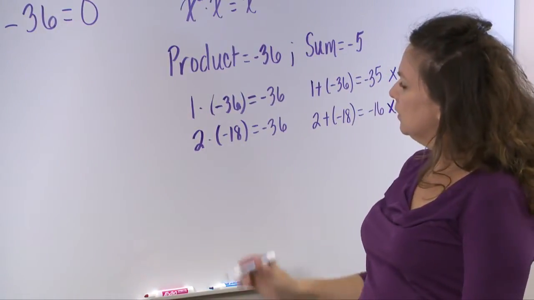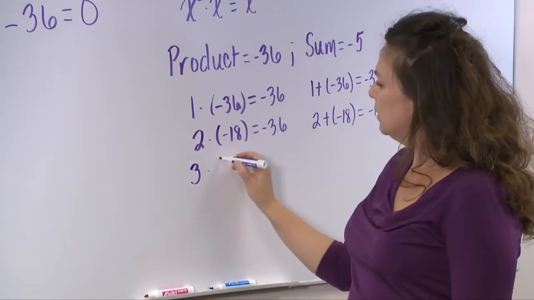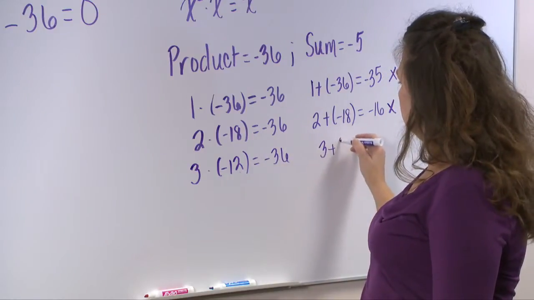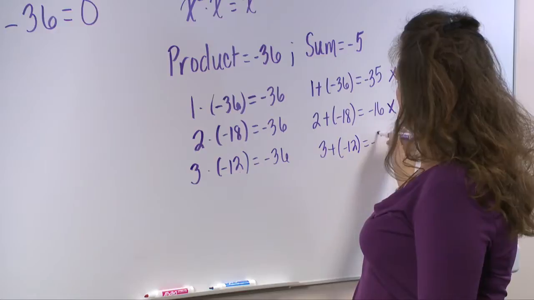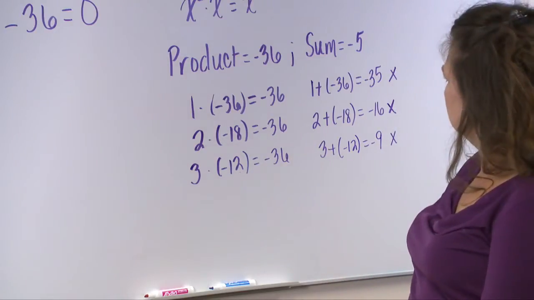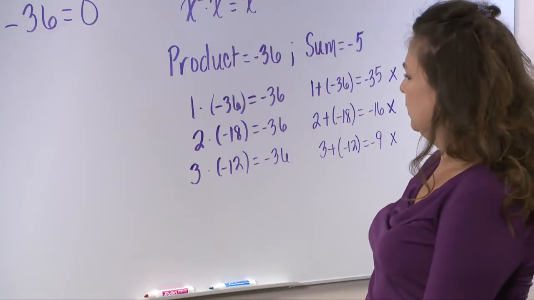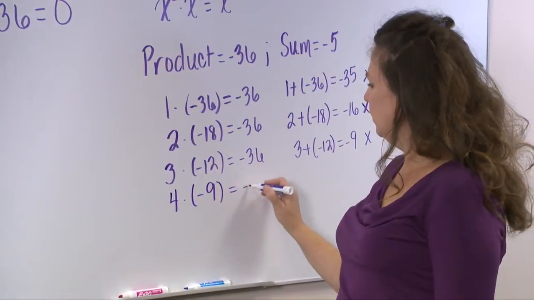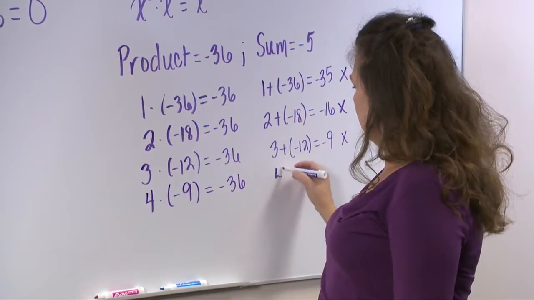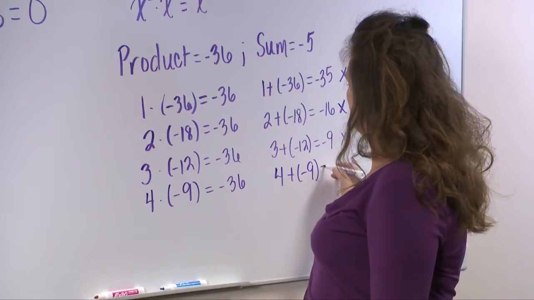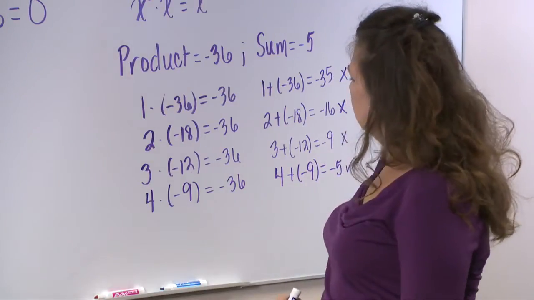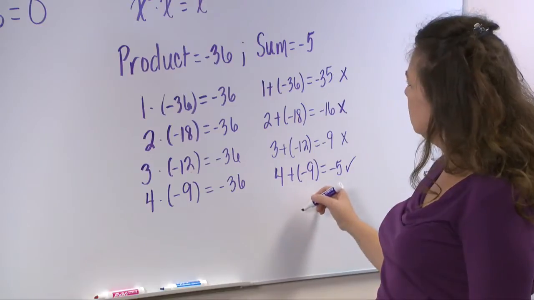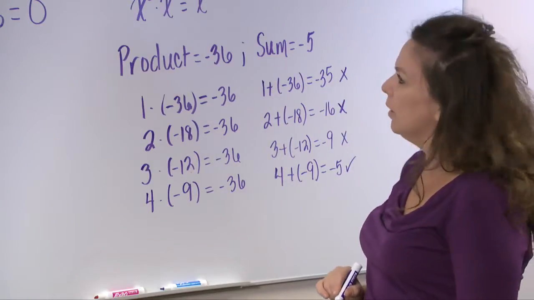So another factor of 36 is 3. 3 times negative 12 is negative 36. 3 plus negative 12 is negative 9. Again, not the sum that we want. 4. 4 times negative 9 is negative 36, and 4 plus negative 9 is negative 5. And there's our pair of numbers. The product is negative 36, and the sum is negative 5.